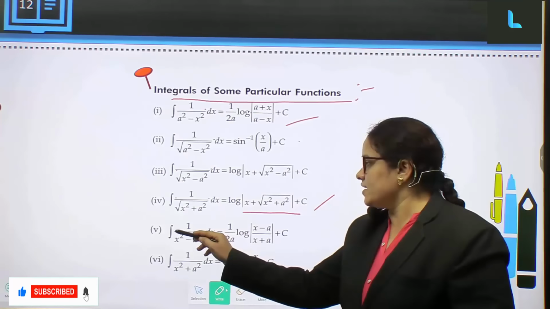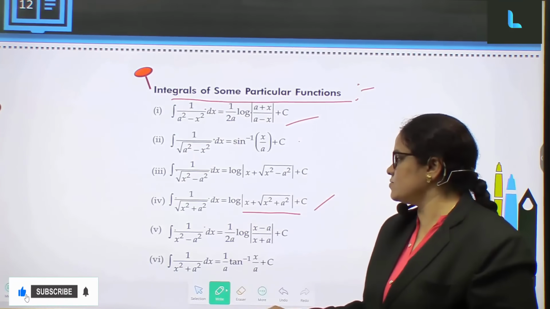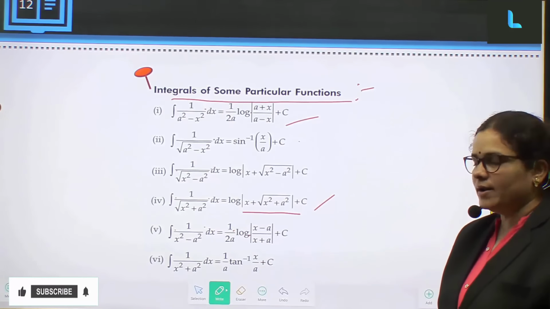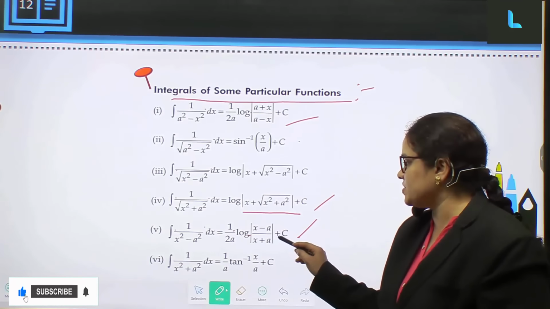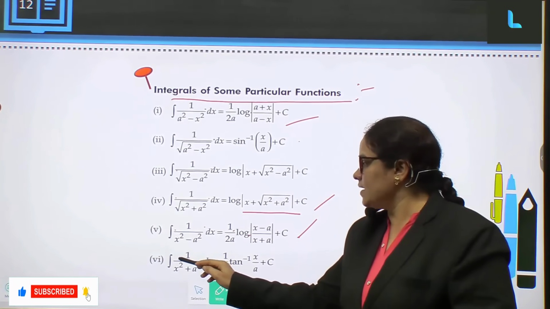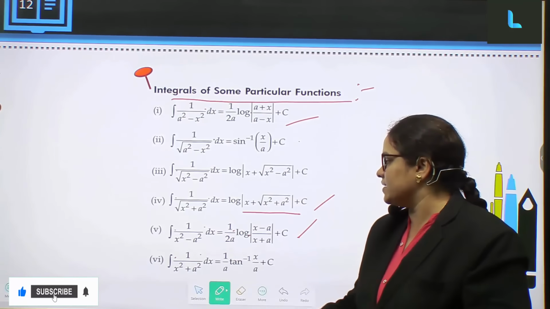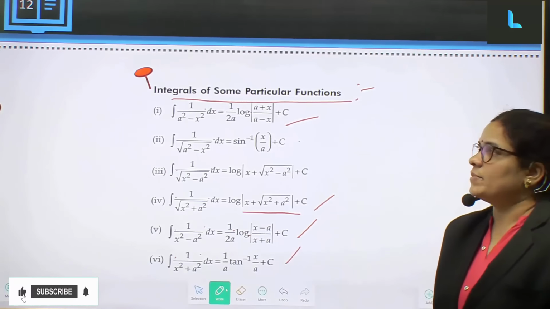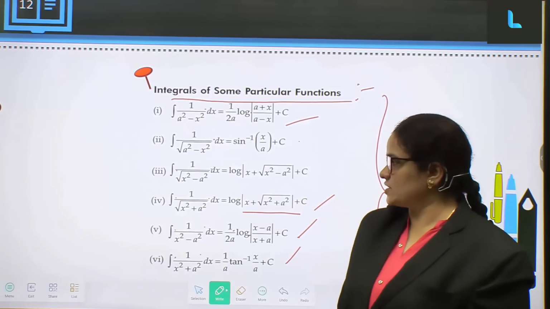And the fifth one, integral 1 by (x square minus a square) dx equal to 1 by 2a into log mod of (x minus a) by (x plus a) plus c. Integral 1 by (x square plus a square) dx value is 1 by a tan inverse x by a plus c. These are the integrals of some particular functions.